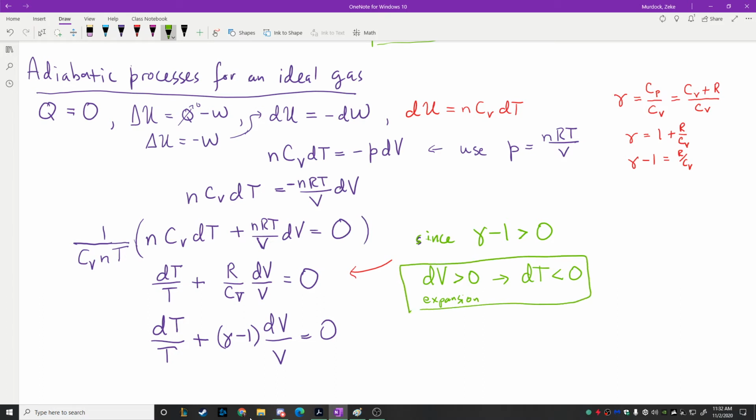And then the opposite would be if dV was less than 0, this would be a compression process. In a compression, that means that the change in temperature has to be positive. Okay. Temperature goes up when we compress something. Temperature goes down when it expands. In an adiabatic process. All this is about an adiabatic process.